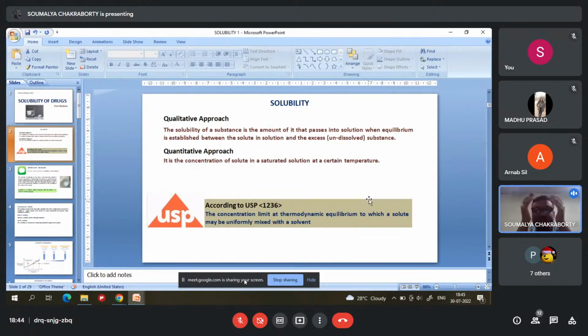So USP is United States Pharmacopoeia, which globally different pharmaceutical companies follow, along with some guidance documents from US FDA. So here there is a chapter, chapter 1236, and what it is telling about solubility: the concentration limit at thermodynamic equilibrium. What is thermodynamic equilibrium? The one I just mentioned, to which a solute may be uniformly mixed with a solvent.